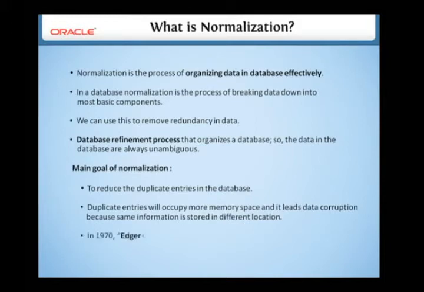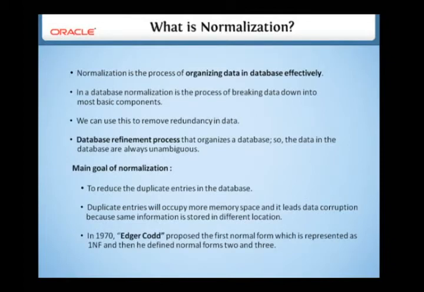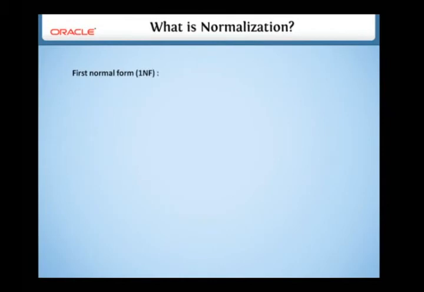In 1970, Edgar Codd proposed the first normal form, which is represented as 1NF. And then he defined normal forms 2 and 3. Since then, several other normal forms have been defined as the fourth normal form and fifth normal form. Later, some other normal forms are also defined. Now we are going to discuss the first normal form in detail.